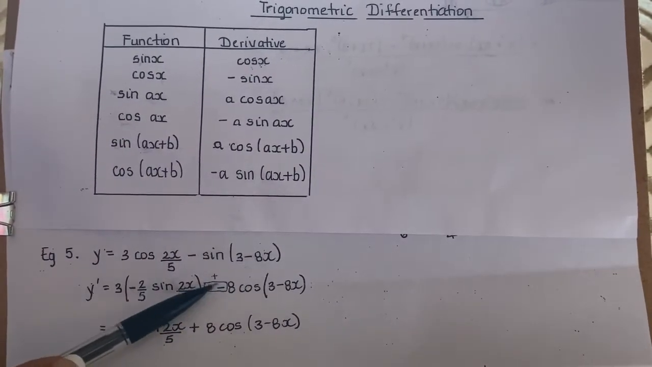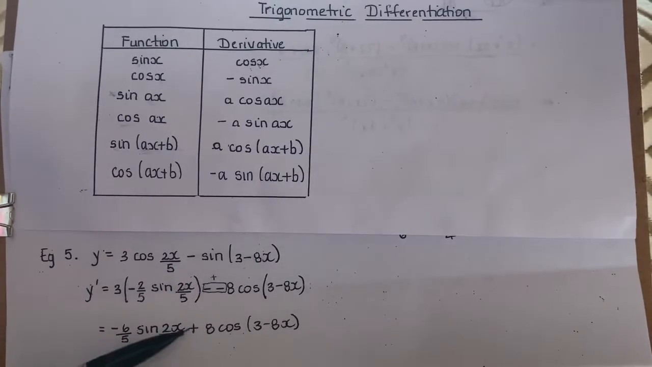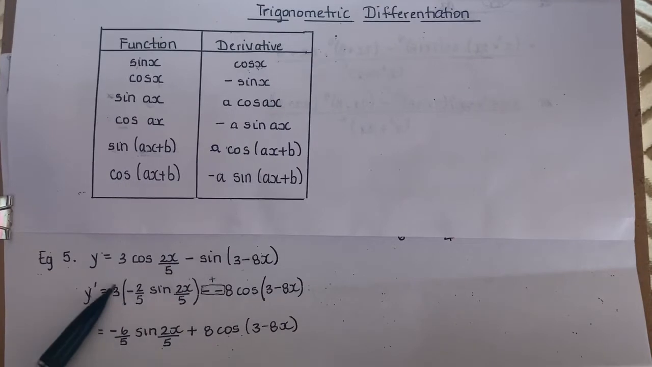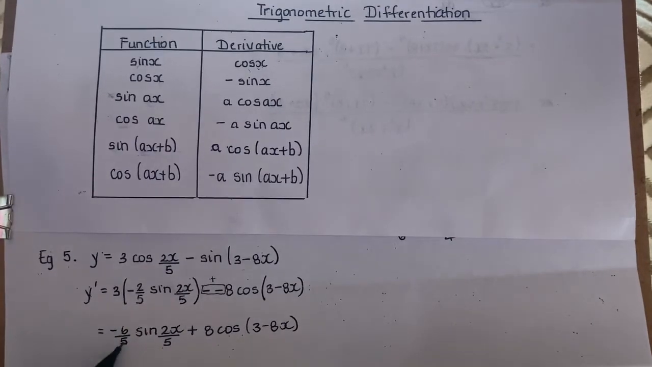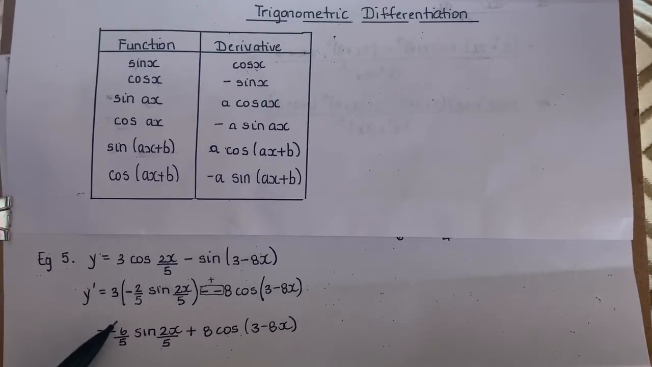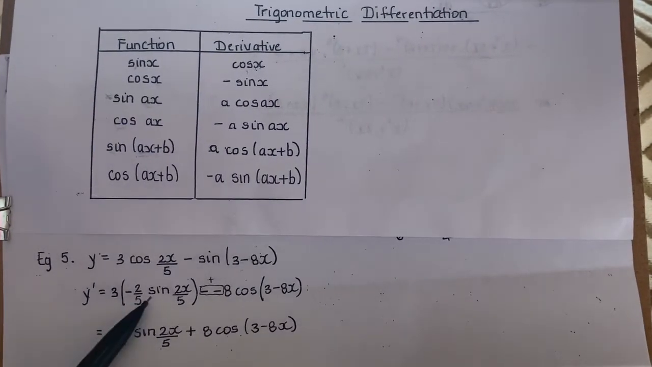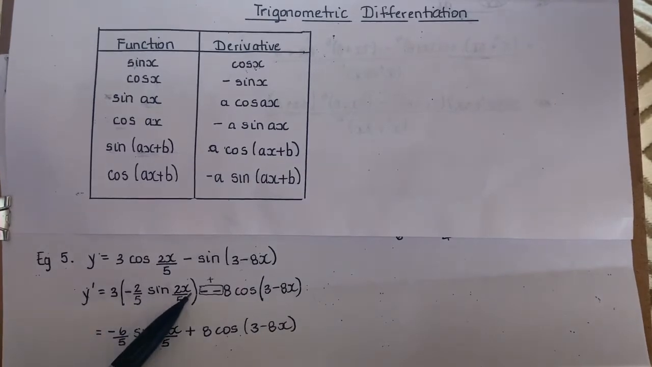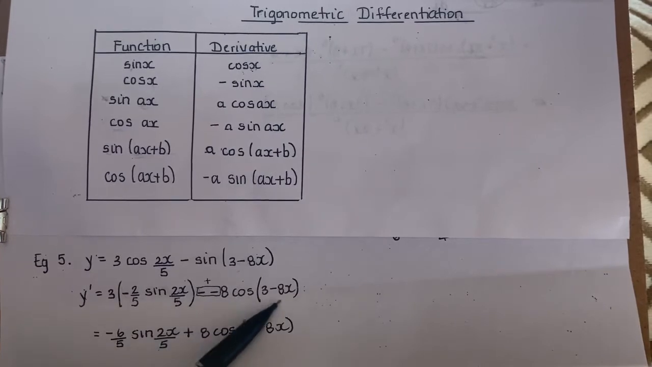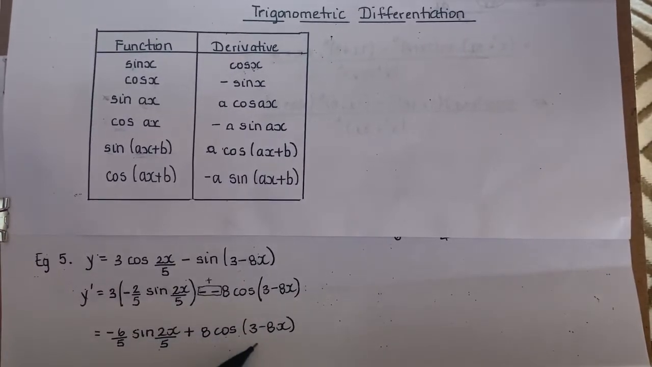The two negative signs together become a positive. And now when we multiply these two, we get negative 6 over 5. And this is our final answer. Everything goes back. That's multiplied to give us negative 6 over 5. The sine 2 over 5x goes, plus sine, and this part, nothing is done. It goes back.